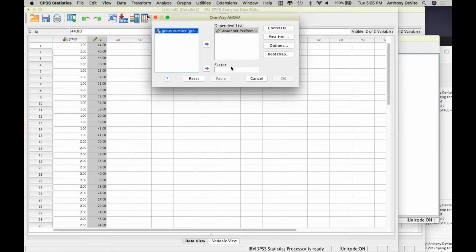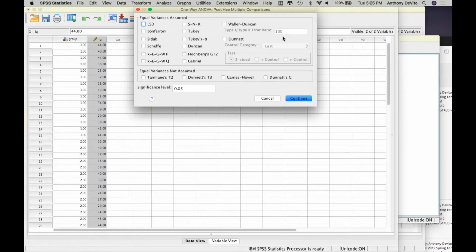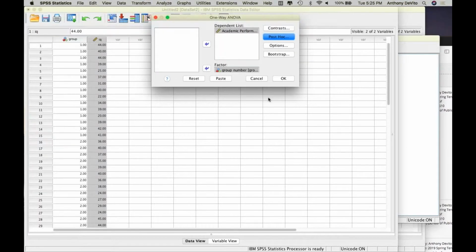I'm going to highlight group and put it into the factor. Okay, so there's something in here, it's called post hoc. I'm not going to do anything with that right now. Post hoc means after, in Latin, it means after the fact, basically. Right, so I'm just going to go ahead and run this analysis.